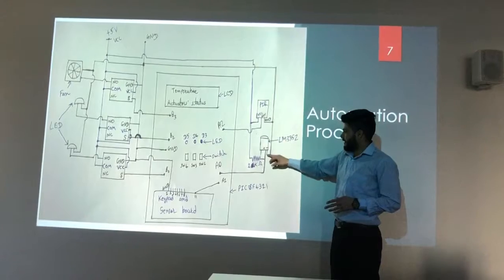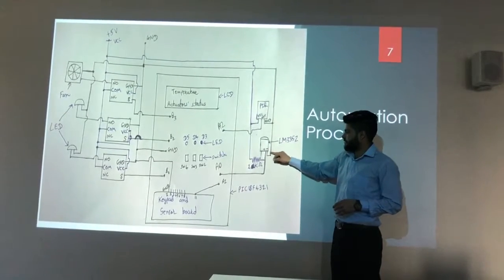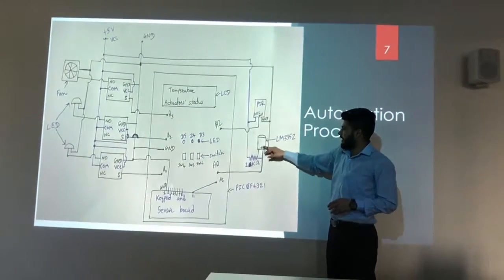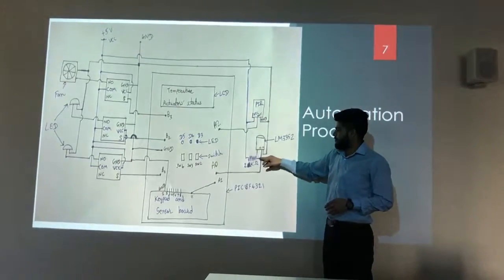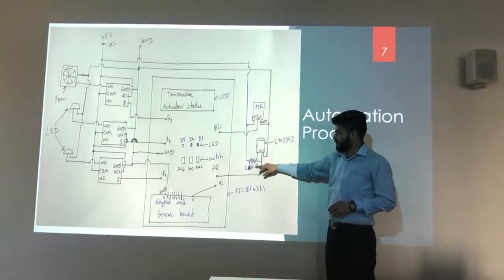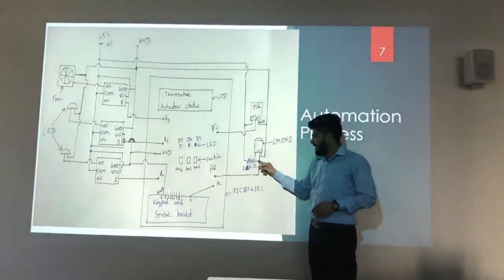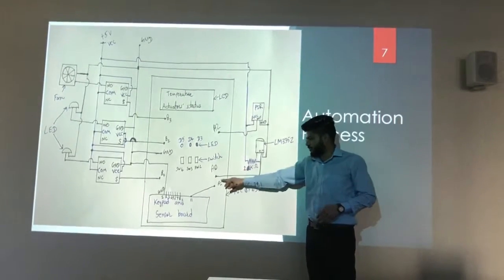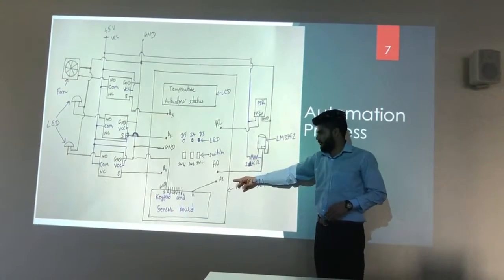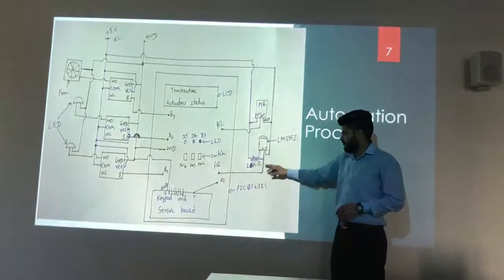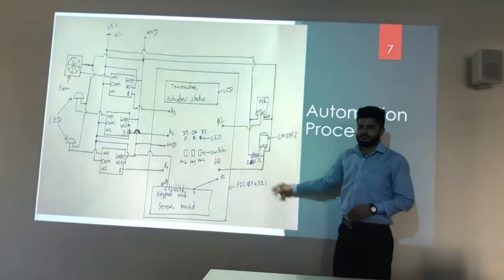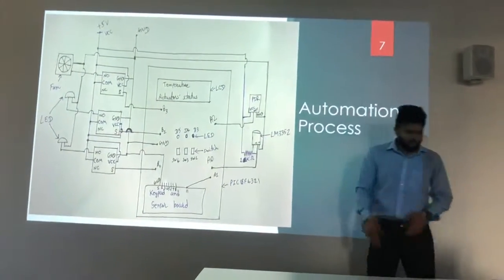I have connected the LM335's negative to the ground and positive to VCC with a 2K ohm resistor, and that positive also goes to port A0 without a resistor in between. So moving to the next slide.